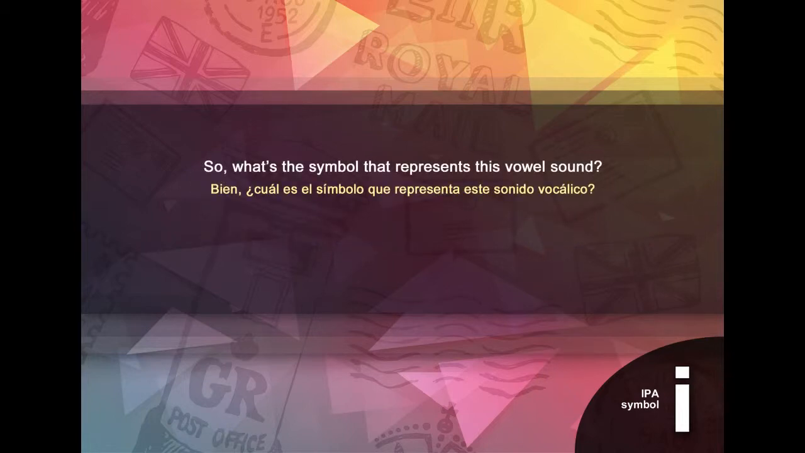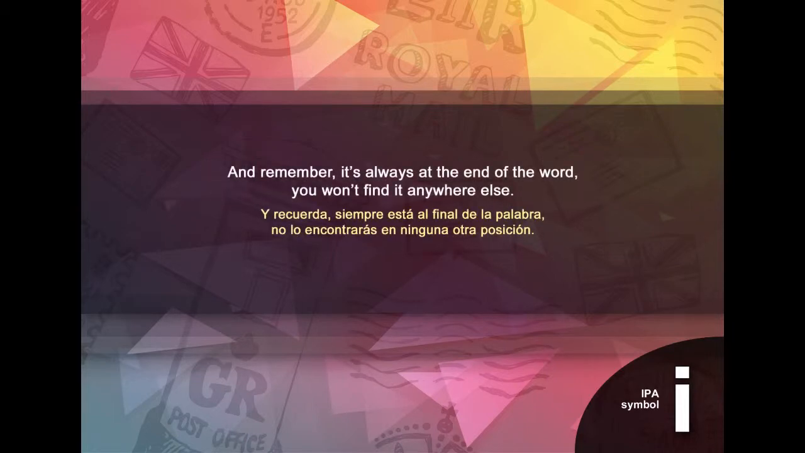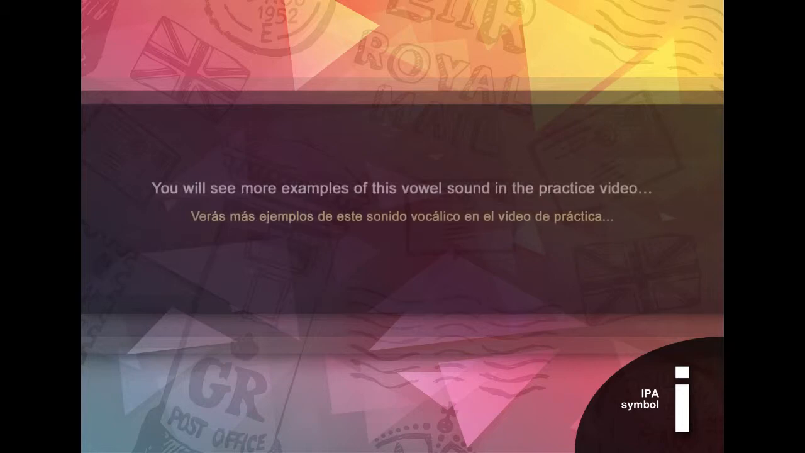So, what's the symbol that represents this vowel sound? It's this one. And remember, it's always at the end of the word. You won't find it anywhere else. You will see more examples of this vowel sound in the practice video.